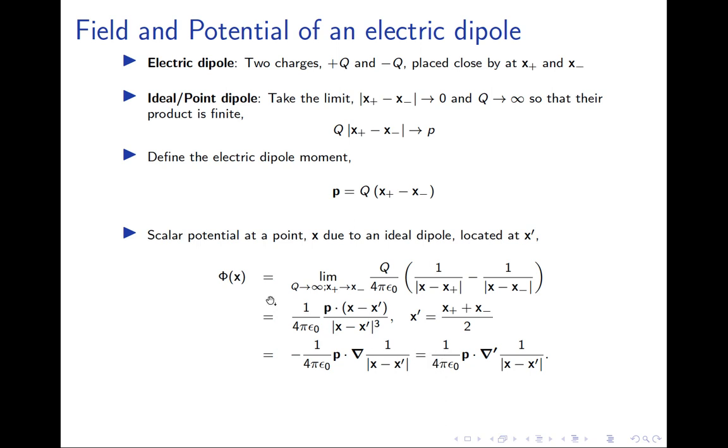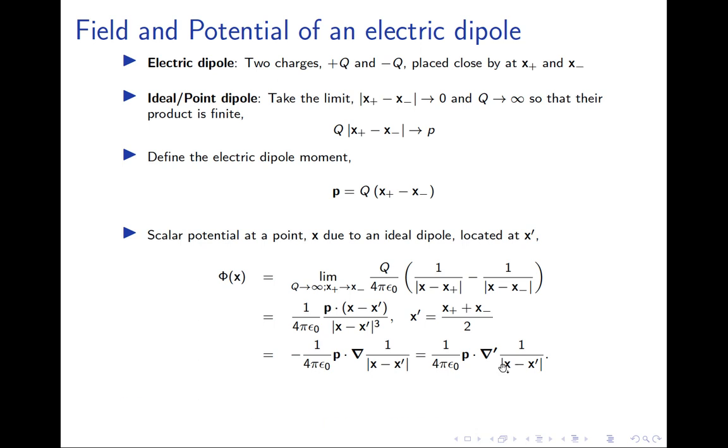So please, I would highlight this formula, that phi of x is this ugly constant times p, the dipole moment, dot the gradient of 1 over x minus x prime, where the gradient is with respect to the location point of the dipole, not with respect to the field point.